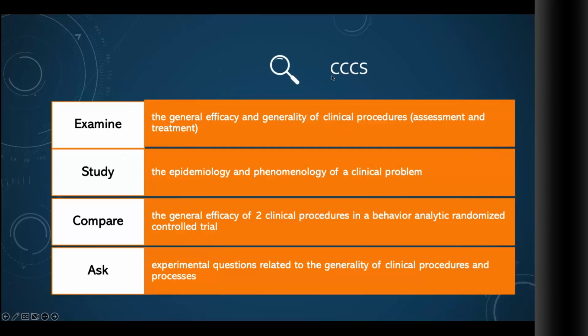But with this type of design, they're examining the general efficacy and generality of clinical procedures. So it could be assessment procedures, it could be treatment procedures. It allows you to study the epidemiology and phenomenology, I have a hard time saying that word, of a clinical problem. So again, thinking like clinical trials, if I'm doing some kind of cancer research, or maybe I have a new vaccine or something, I can apply it to a certain number in my group and then see what the effects are. You can compare the general efficacy if I have multiple groups or multiple treatments that I'm going to be looking at, and then ask experimental questions related to the generality of those procedures and processes.